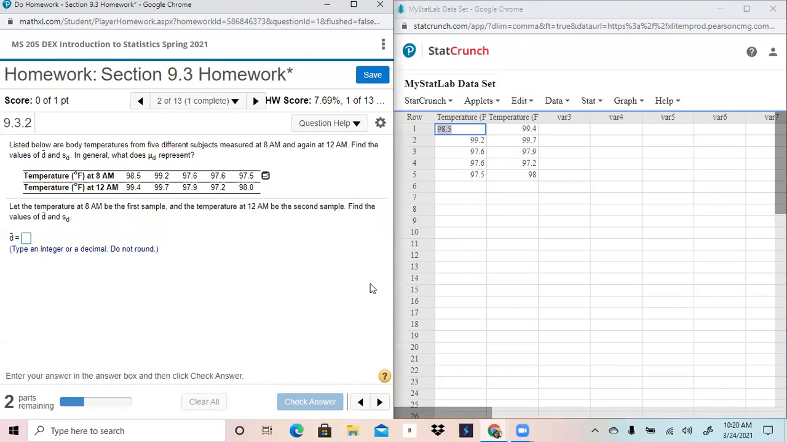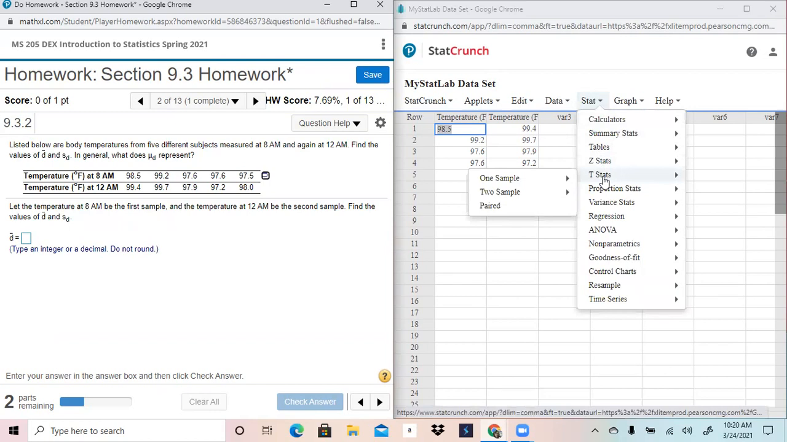let me get this where I can see both screens at the same time. There is, under T-statistics, a way to do paired data. However, this will not give me the standard deviation of the differences. It'll give me the standard deviation of each sample individually, but to get the standard deviation of the differences, the only way I can do that is to actually get the difference between the two elements in each pair, and then go ahead and run my summary stats on that.